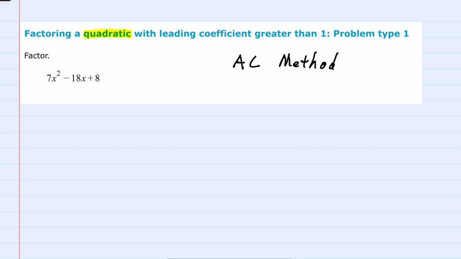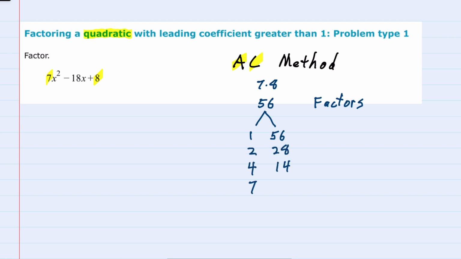And for the AC method, we are multiplying the A and C coefficients. So in this example, we're multiplying 7 and 8. Both are positive. And when we multiply, we get 56. Next, we look at the factors of 56, which could be 1 and 56, 2 and 28, 4 and 14, or 7 and 8. And our goal here is to replace the middle term with one of these rows.